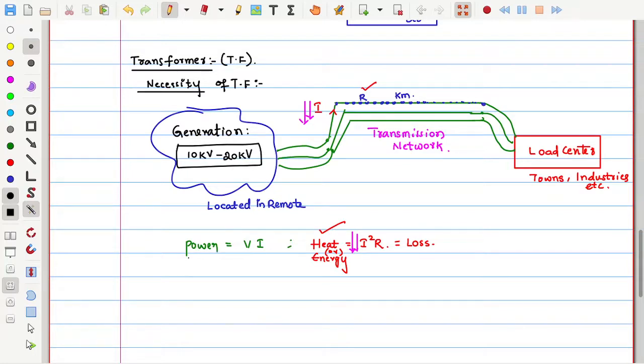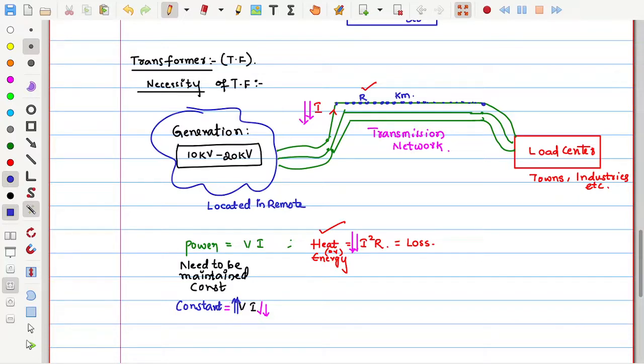So how can we do that? If this needs to be maintained constant, obviously if current is reducing, what shall we do in order to maintain power constant? The power is V into I. If the current is reduced, then in the same proportion we should raise the voltage in order to keep the power constant.